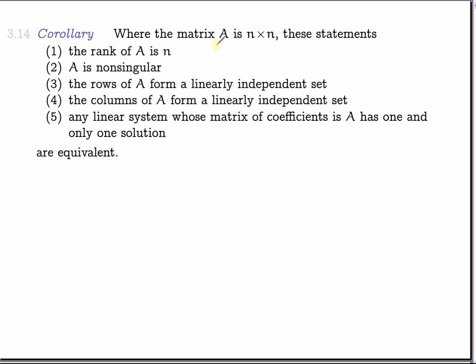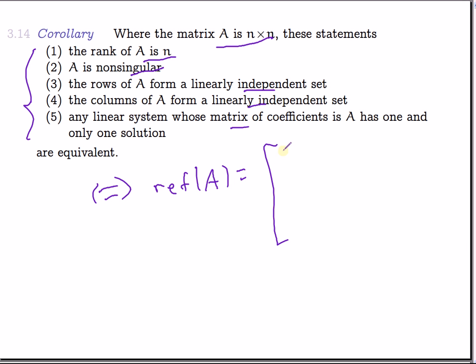Now, let's consider the special case where the matrix is a square matrix. Okay, if the matrix is n by n, the following statements are equivalent. The rank of A is n, A is non-singular, the rows form a linearly independent set, the columns form a linearly independent set, and any linear system whose matrix of coefficients is A has one and only one solution. Now, let's think of what all these mean. All of these are equivalent to the reduced echelon form of A being equal to the identity matrix.